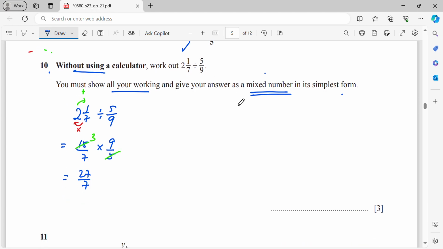From here, we know that 3 times 7 is 21, and 4 times 7 is 28. Therefore, this is 3 times 7, so 3 times 7 is 21. You minus 21 from 27 to get the remainder. That is 6. Therefore, this is my mixed number, 3 and 6 over 7.